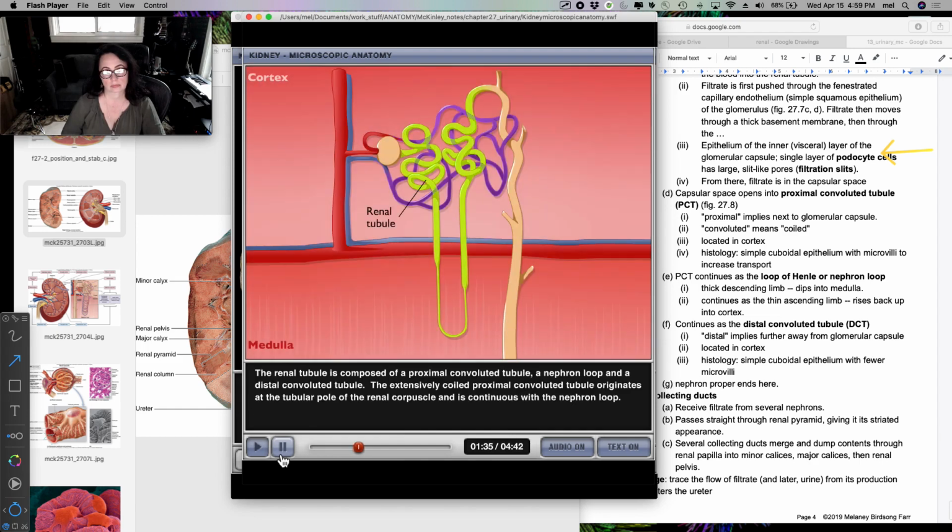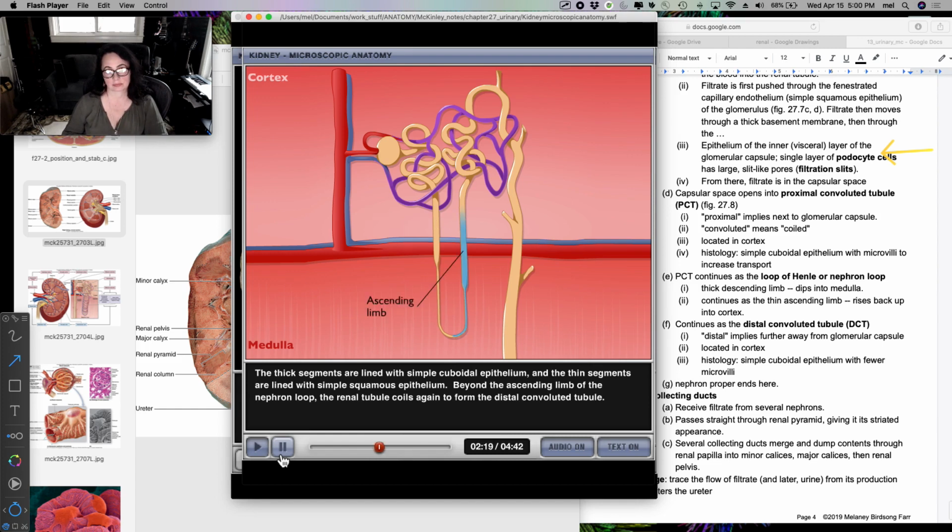The renal tubule is composed of a proximal convoluted tubule, a nephron loop, and a distal convoluted tubule. The extensively coiled proximal convoluted tubule originates at the tubular pole of the renal corpuscle and is continuous with the nephron loop. Each U-shaped nephron loop, also known as the loop of Henle, consists of a descending limb that extends into the medulla and an ascending limb that returns to the cortex. The nephron loop is divided into thick and thin segments. The thick segments are lined with simple cuboidal epithelium, and the thin segments are lined with simple squamous epithelium.